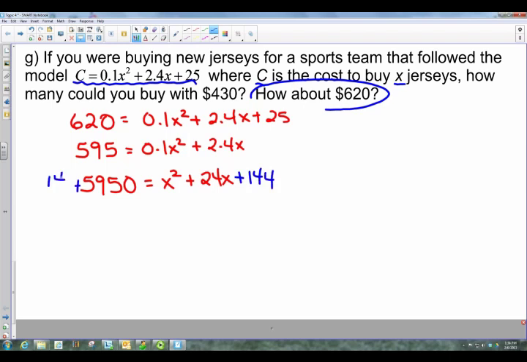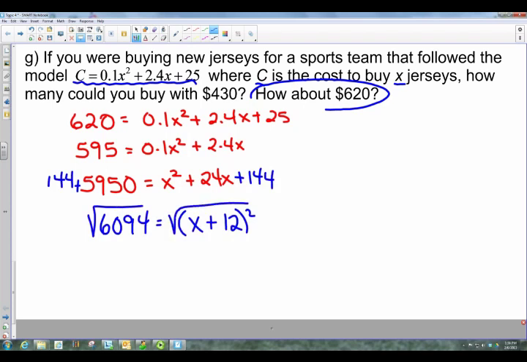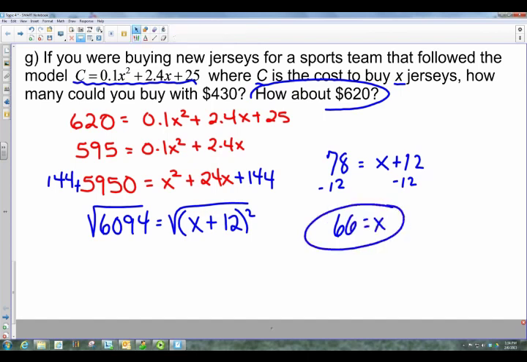So this should look familiar to what we did just a couple minutes ago. On this side, you got 5,950 plus 144, which is 6,094. Over here, you've got x plus 12 squared. Square root both sides. So we're going to take the square root of 6,094, which is 78.06. And if you remember, we dropped that off in the last example, so I'm just going to leave it off now because we don't want that part of a jersey. And then you subtract 12, and you end up with x equals 66 jerseys, and there you go.